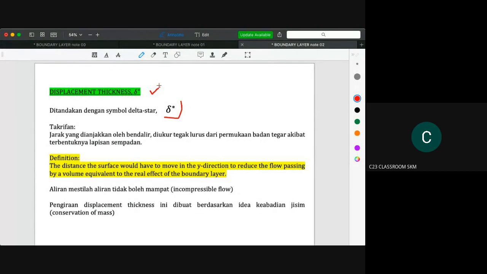Okay, so what is displacement thickness? Displacement thickness is the distance the surface would have to move in the y direction to reduce the flow passing by a volume equivalent to the real effect of the boundary layer. This is the common official term. In a simple way, displacement thickness is an additional thickness that we need to add in our equation to make sure it fulfills the idea of conservation of mass.